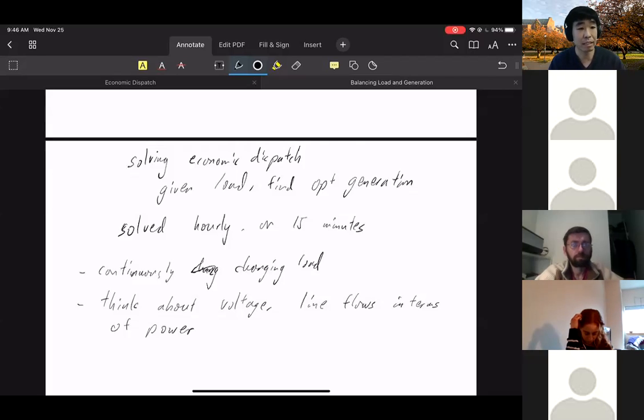All right. Any questions with the goal of this? Any questions about power balance at this high level? Okay, all right, so let's look at this.